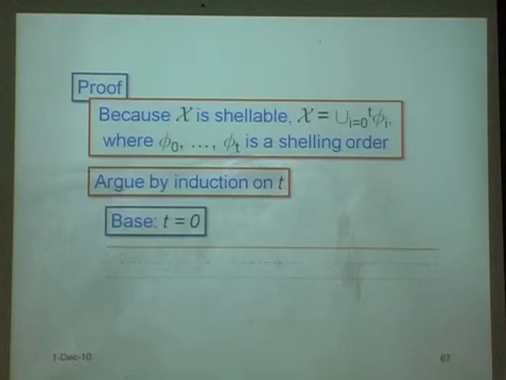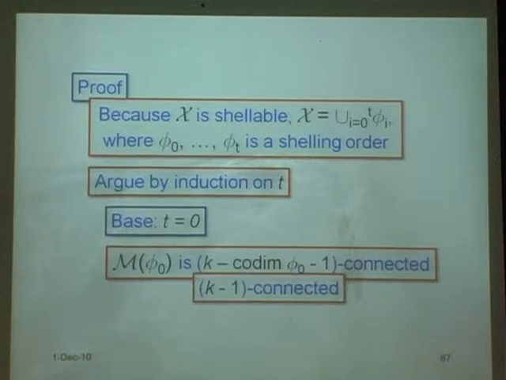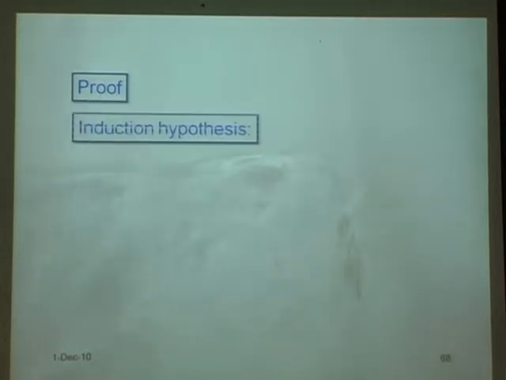For the base case, when t equals 0, our hypothesis, remember, is that M acting on an individual simplex is k minus the codimension of the simplex minus 1 connected, but a facet by definition has codimension 0. So this is the base case. That just says that it's k minus 1 connected. So the base case of the induction is pretty easy. Why does it say that it's k minus 1?